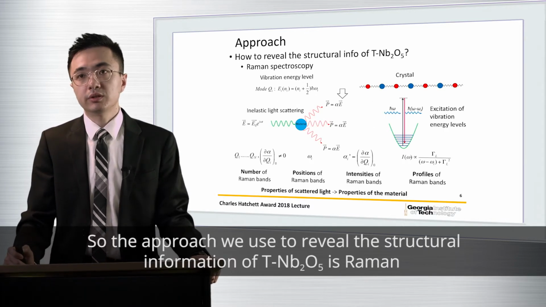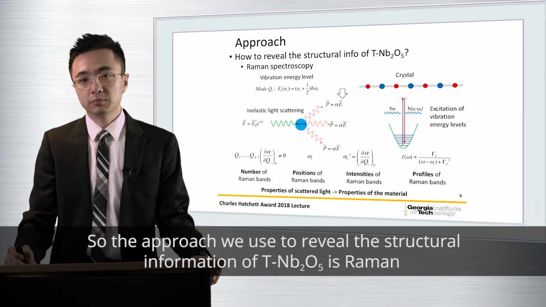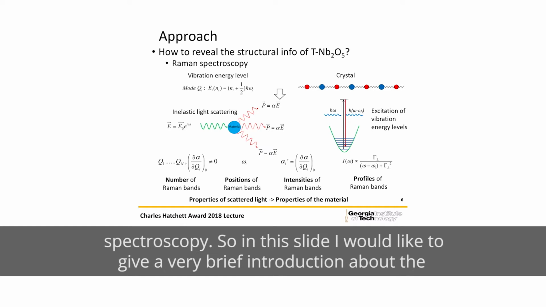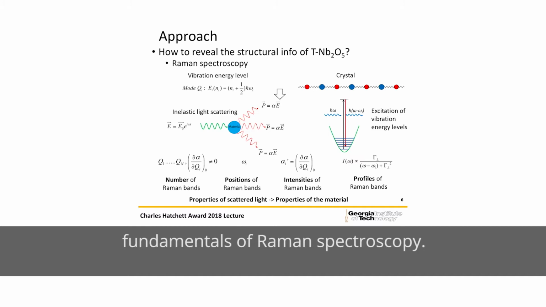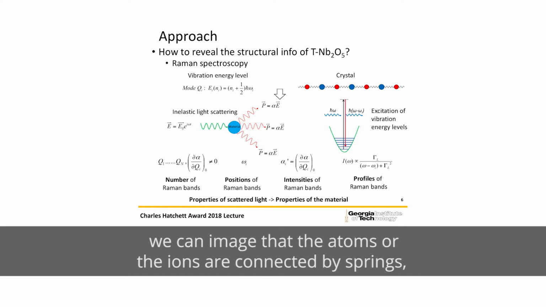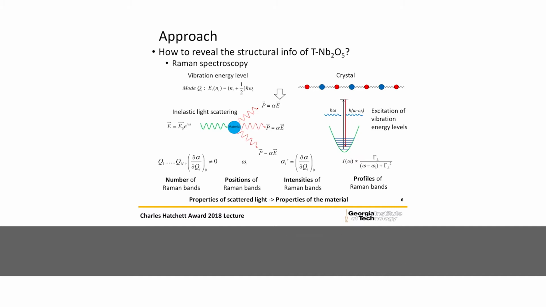So the approach we use to reveal the structural information of T-niobium oxide is Raman spectroscopy. So in this slide, I would like to give a very brief introduction about the fundamentals of Raman spectroscopy. So suppose we have a crystal. The atoms or the ions in the crystal can vibrate freely, and we can imagine that the atoms or the ions are connected by springs.